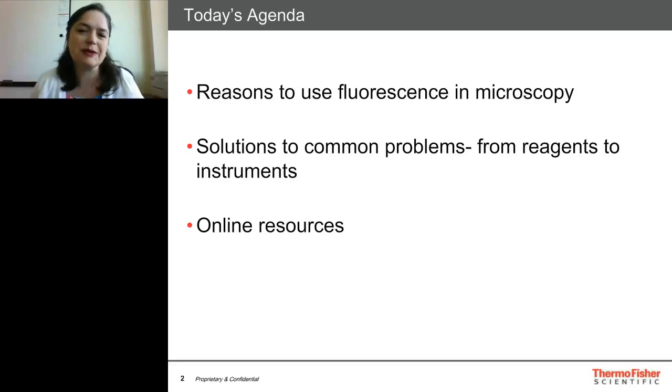Science is mostly about iteration. It's about 1% inspiration, 99% iteration. So we'll go over some tips and tricks, and then reagents and instruments that can also help with some of those problems. And then lastly, if I don't talk too much, I'll mention a few online resources that Thermo Fisher has that can give you some of the material you see today, and also some apps for your phone that can help with experimental design and protocols.